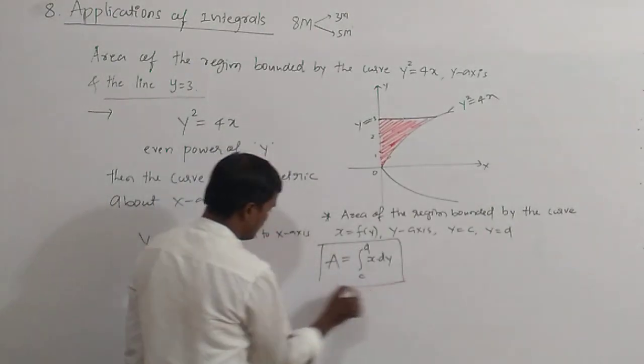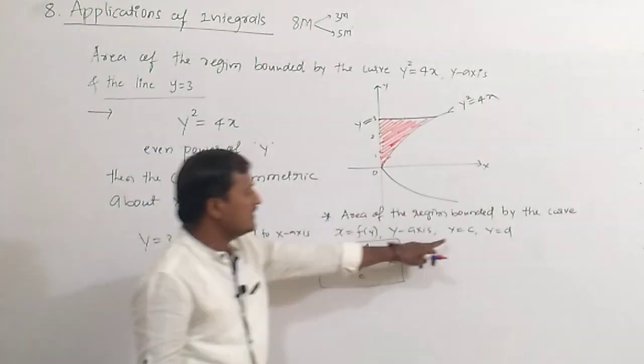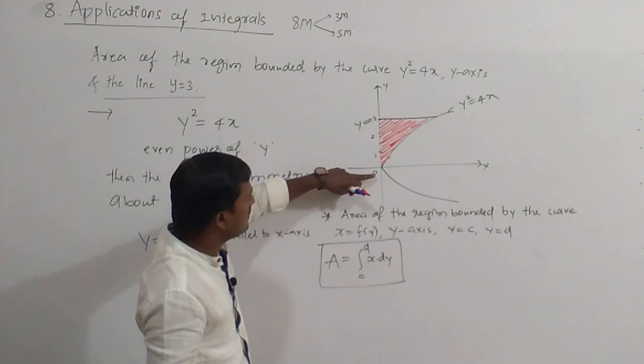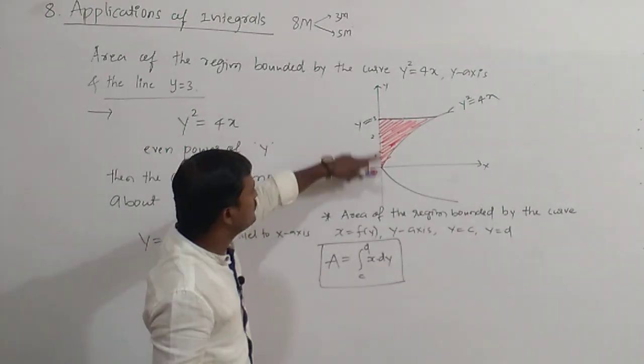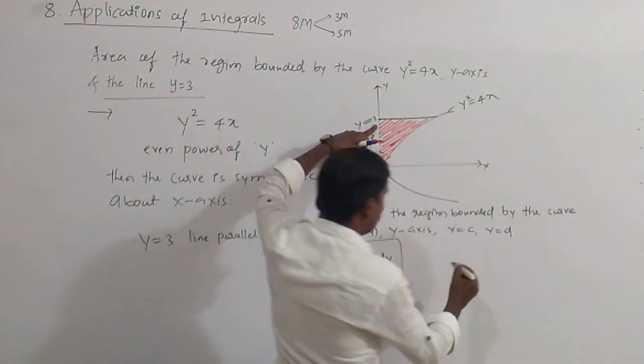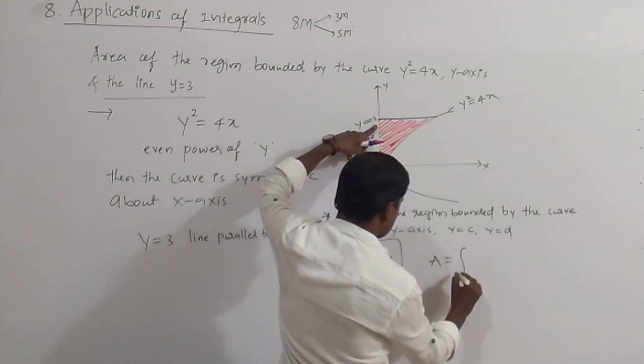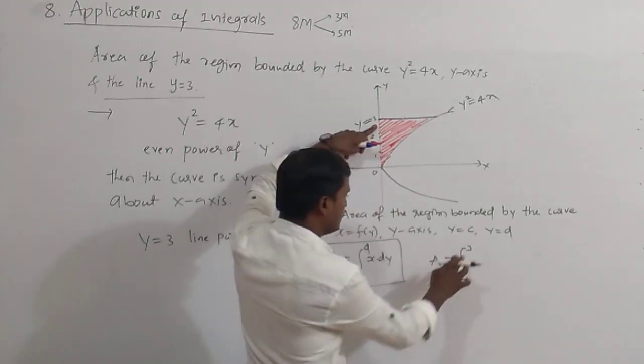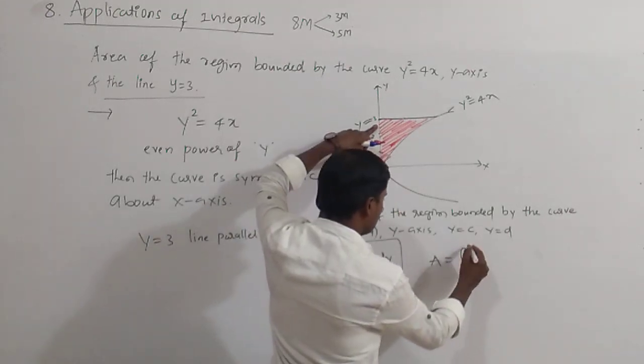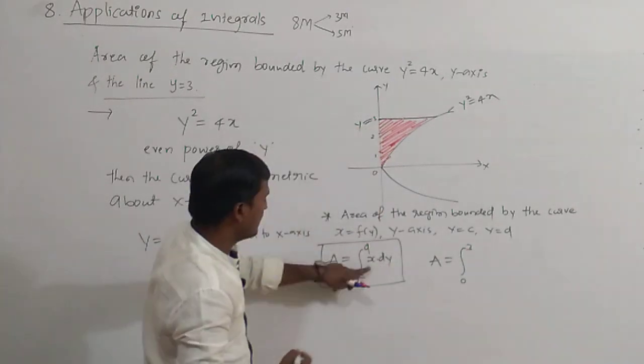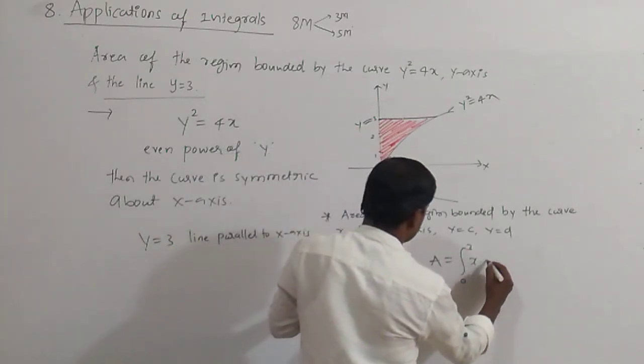Now, for this question, what is the value of c? Here we have to find the area from 0 to 3. So clearly we will write it like this: the integral from 0 to 3 of x dy.